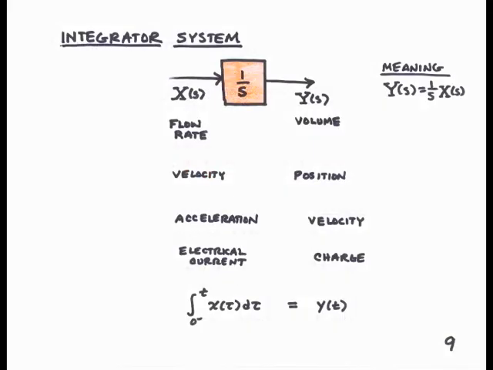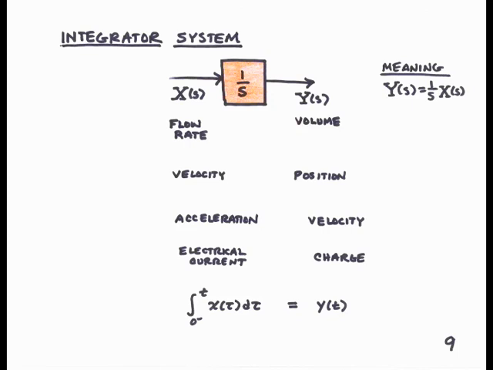This integration is actually a system. We have y of s equals 1 over s times x of s. We think of x of s as the input and y of s as the output. And you note that these two signals are related, and they're related through the system. So we think of this as an integrator system. Flow rate going in and volume coming out, and the relationship given by 1 over s in the frequency domain.